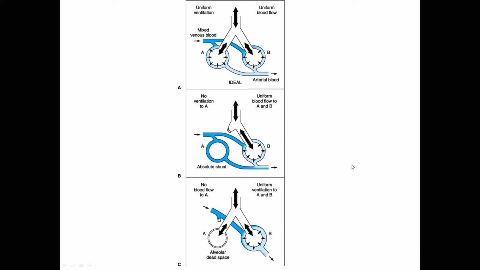Two different models of disordered ventilation to perfusion ratio exist. First one, uniform blood flow, however, no ventilation to one lung. In this case, an absolute shunt will be present. Because of the lack of ventilation, the blood will not be oxygenated. An absolute shunt to the systemic circulation. Just the blood passing through the other lung will be ventilated.